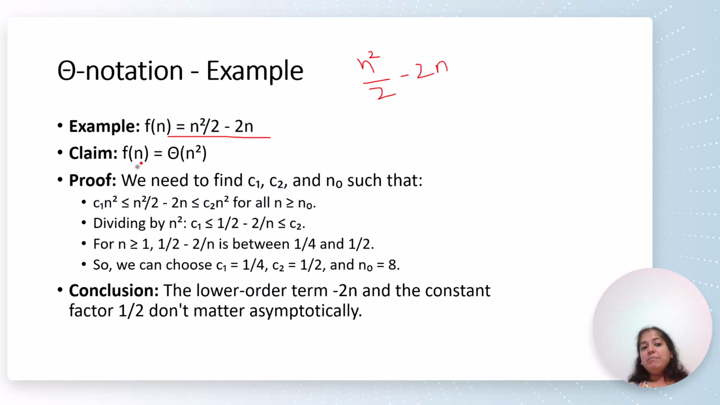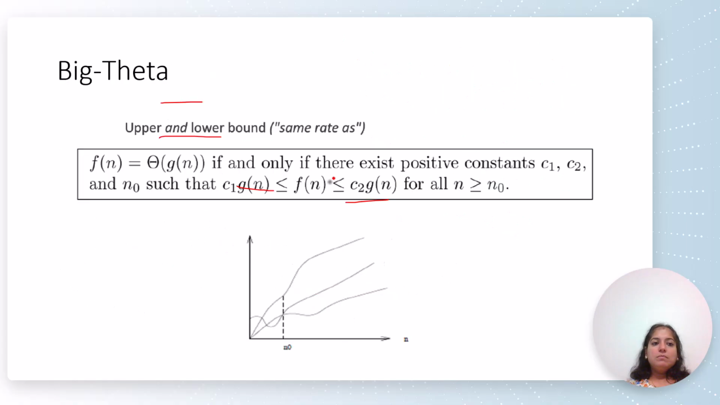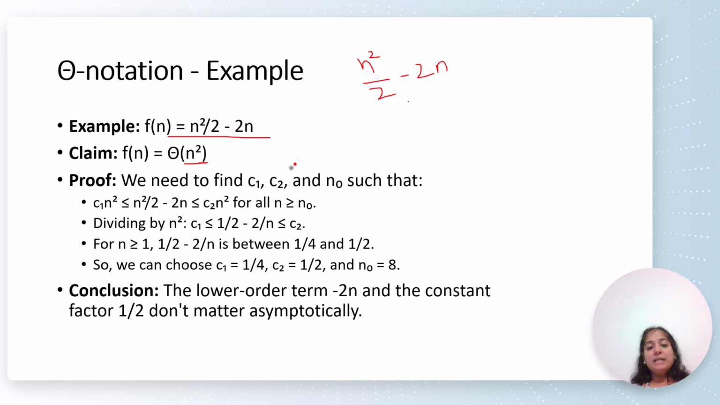And we claim that n square is the lower bound for this function. N square is a tighter bound. N square is the lower bound as well as upper bound because we are talking about theta. That means we need to find two constants C1 and C2 and n naught such that C1 n square is less than or equal to n square over 2 minus 2n, which is less than or equal to C2 of n square. If we divide our equation by n square, it becomes C1 is less than or equal to 1 over 2 minus 2 over n is less than or equal to C2.